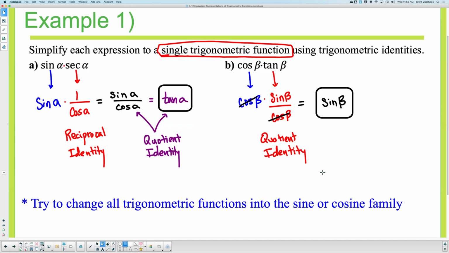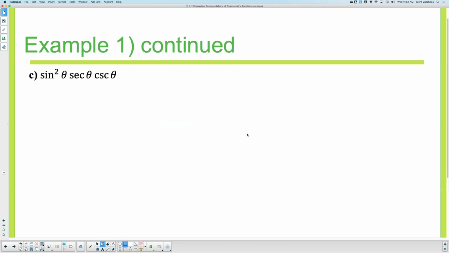Let's go to example 2. Oh, wait, no, I have a C. Sorry, I have a C. Let's start fresh and do this again. All right, what's our first step? Change to the sine and cosine family. What about sine squared? Is sine squared in the right family or is it not in the right family? Right family, leave that alone. Sine squared, and this one's a theta, so sine squared theta. Doesn't matter what your variable is, you do the math the same way, whether it's an alpha, a beta, or in this case, a theta, doesn't matter.